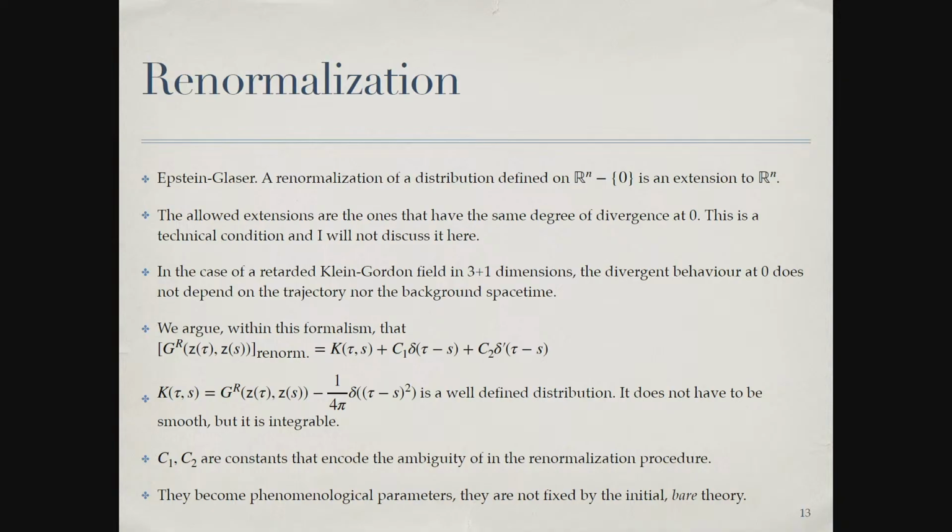And in particular, what we studied here using these tools is that any renormalization of this guy, as a function of tau and s, is some smooth kernel — well, it doesn't have to be smooth, but it's integrable — times some arbitrary constant times the delta, plus some other arbitrary constant times the delta prime, the derivative of the delta. Those are all the possible values that this thing can have.